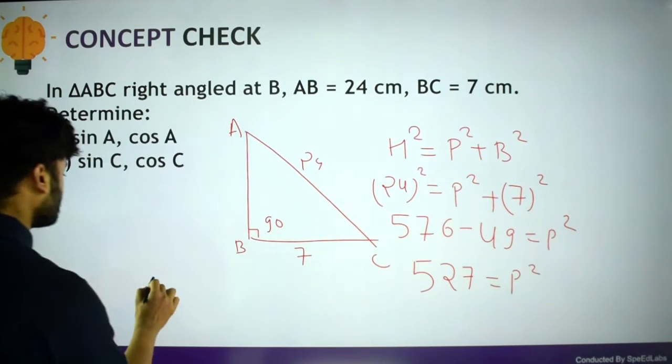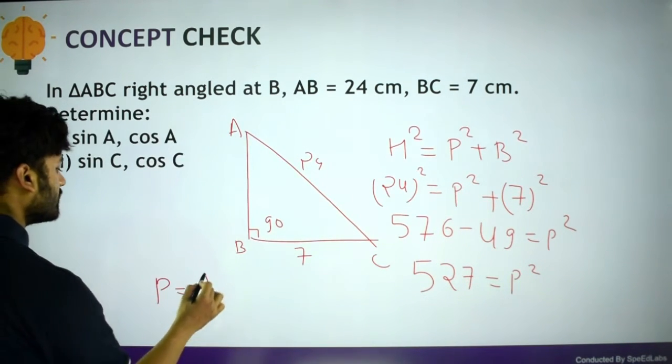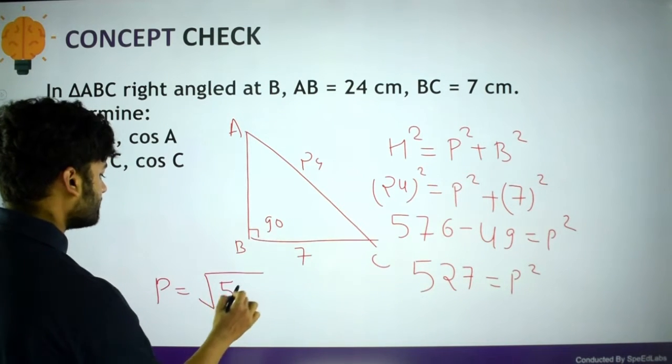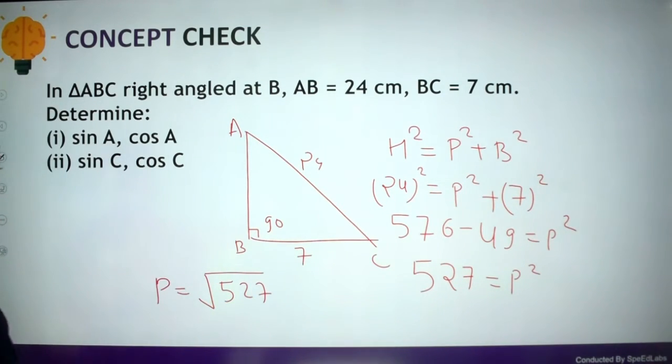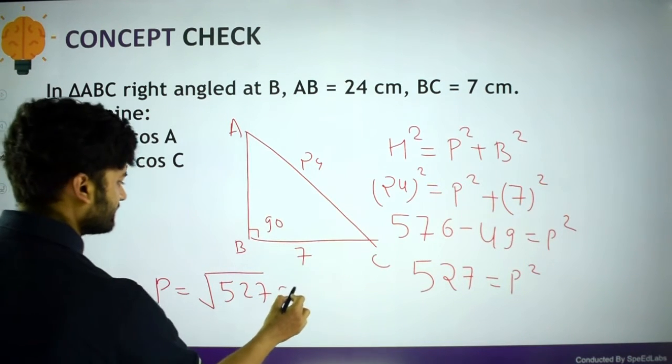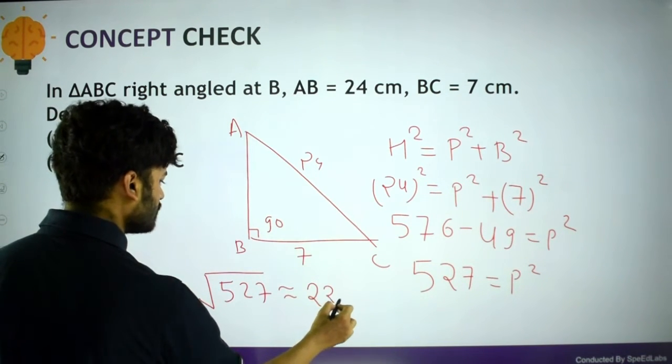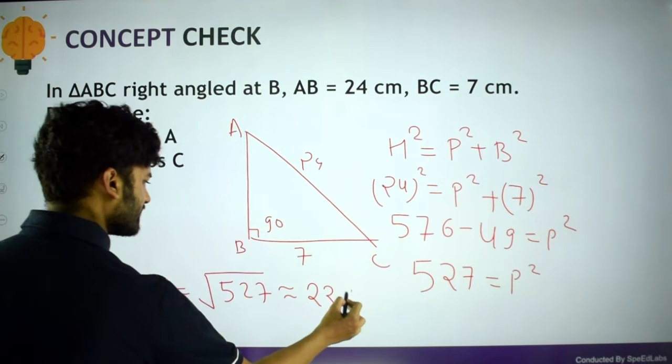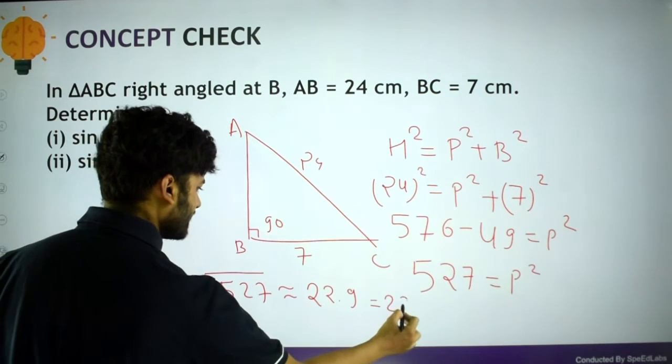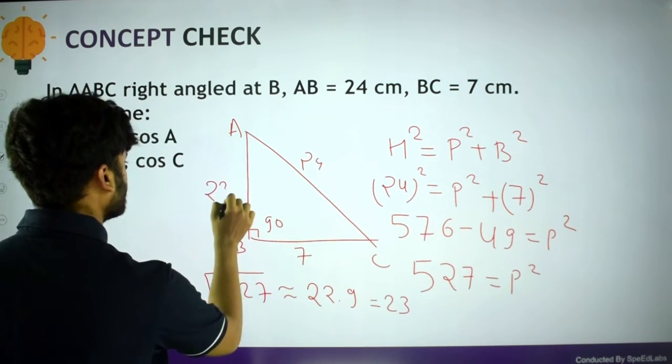So what will be our p? P is equal to root 527. What is the value of root 527? It will come to 22 point something, approximately 23. So this will be your 23.